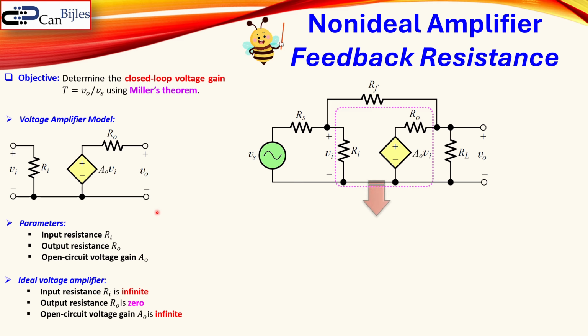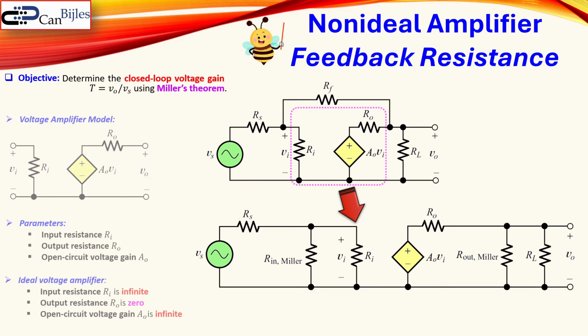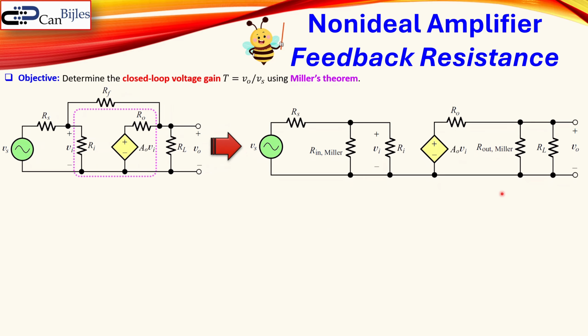close to reality. Now when we use Miller's theorem, we will convert this circuit into this circuit, where you see the RF has disappeared and has now created two resistances: R in Miller at the input nodes, between this node and that node, which is also connecting your model, and also between this node and that node, where you have an R out Miller. So we can now transform the problem, which has a floating resistance or floating element, into two elements connecting between the input nodes and also between the output nodes. And that will of course be easy for our calculations, so we'll continue.